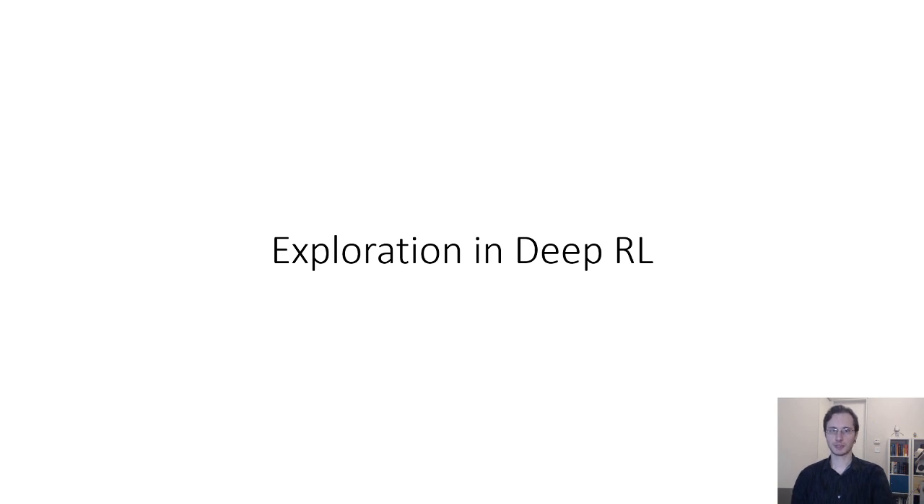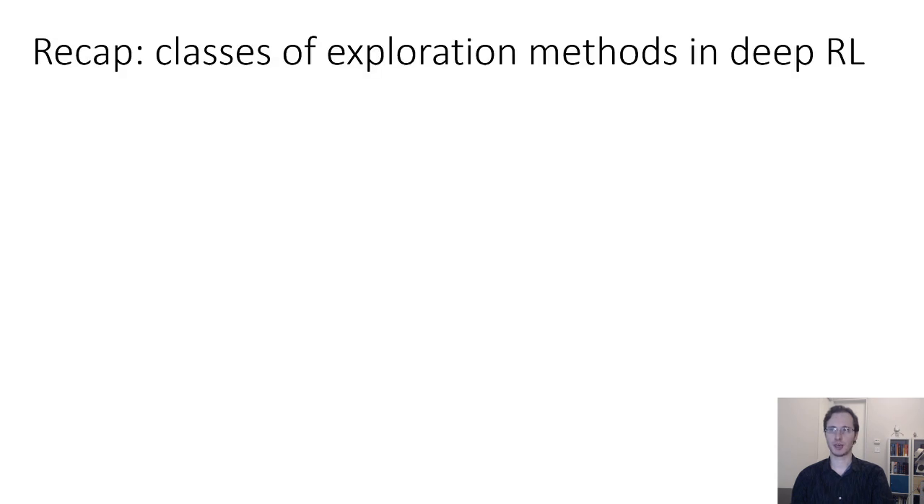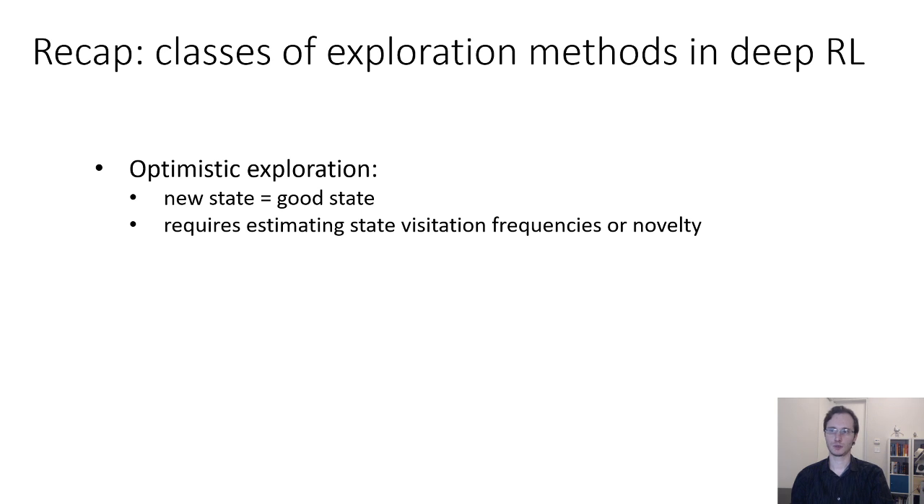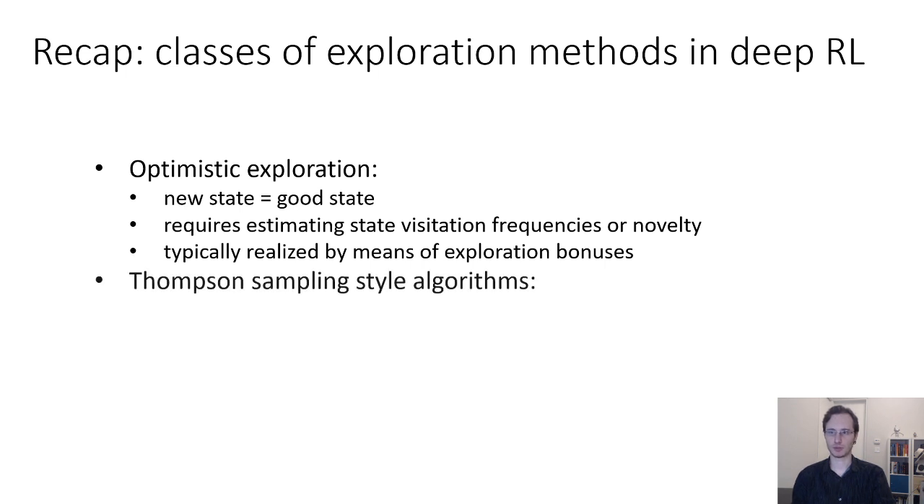All right, next let's talk about some actual exploration algorithms that we could use in deep reinforcement learning. So to recap, the classes of exploration methods that we have are optimistic exploration, which basically says that visiting a new state is a good thing. This requires estimating some kind of state visitation frequency or novelty, just like we had to count the number of times that we took each action in the bandit setting. And this is typically realized by means of some kind of exploration bonus.